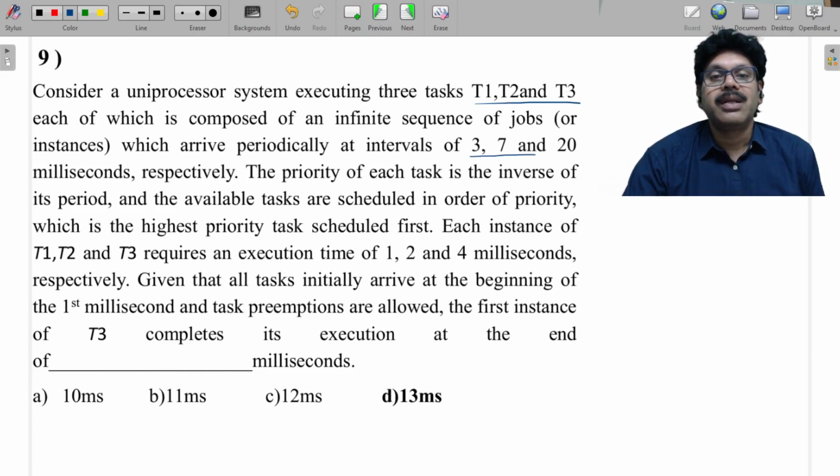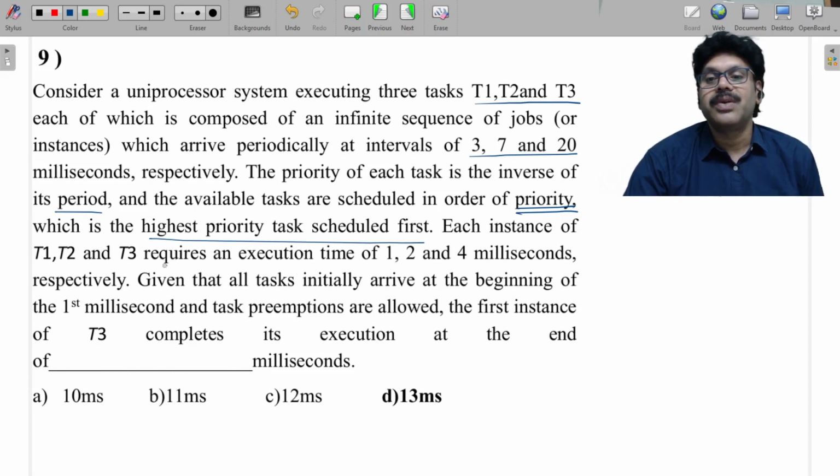The tasks are coming repeatedly, every 3, every 7, and every 20 periodic intervals. The priority of each task is the inverse of its period, which is 1 by 3, 1 by 7, and 1 by 20. The available tasks are scheduled in order of priority, so it is using priority scheduling, and the highest number gets the highest priority.